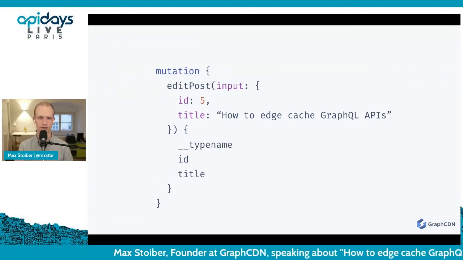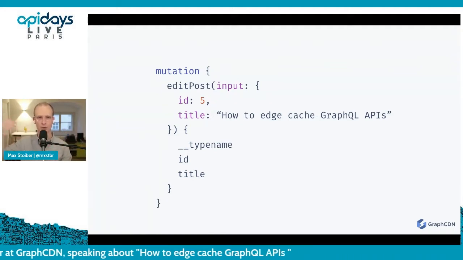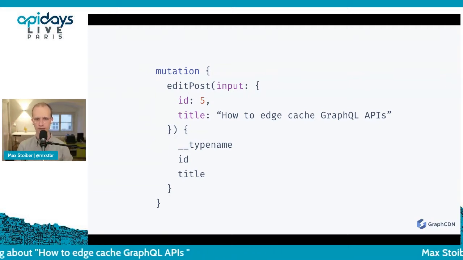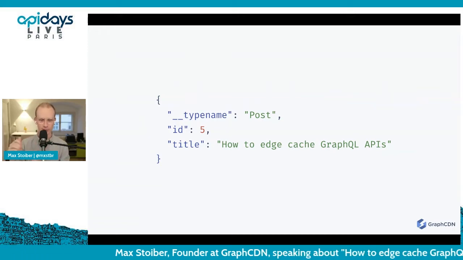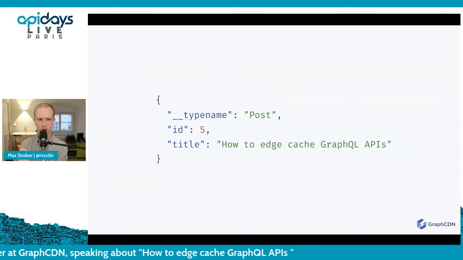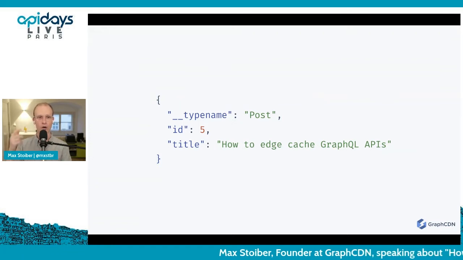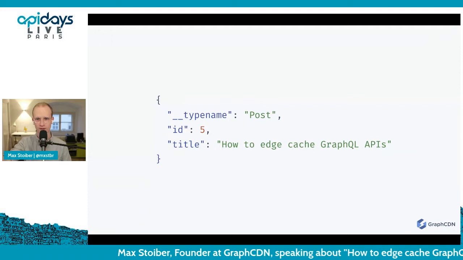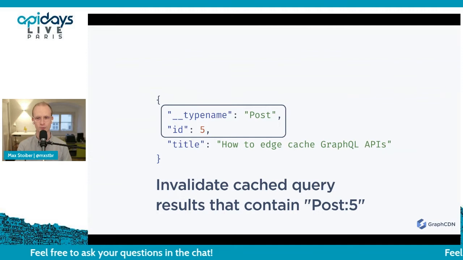We can add the __typename meta field. So when this mutation goes to the API, edits the post in the database and then responds with the new post data, the response is going to look something like this. Now, here is where the typename matters. The GraphQL clients look at this and they know a mutation was sent to the API, and that mutation responded with the post, which it knows based on the typename, with the ID 5. So now the GraphQL clients can go, oh, hold on, mutation, change the post with the ID 5, let me invalidate any cached query results that contain the post with the ID 5.